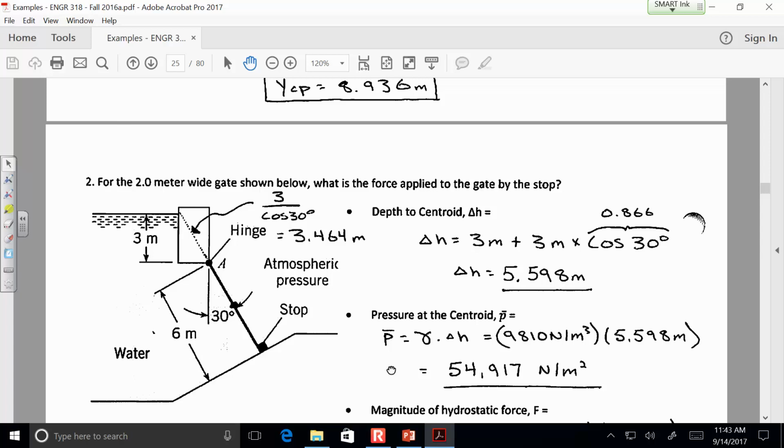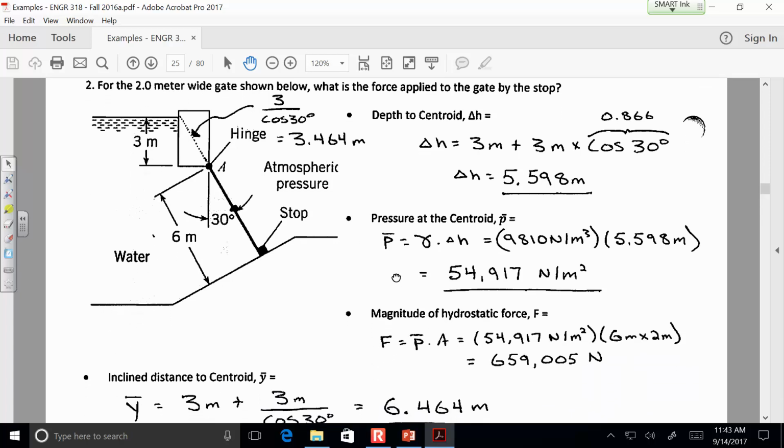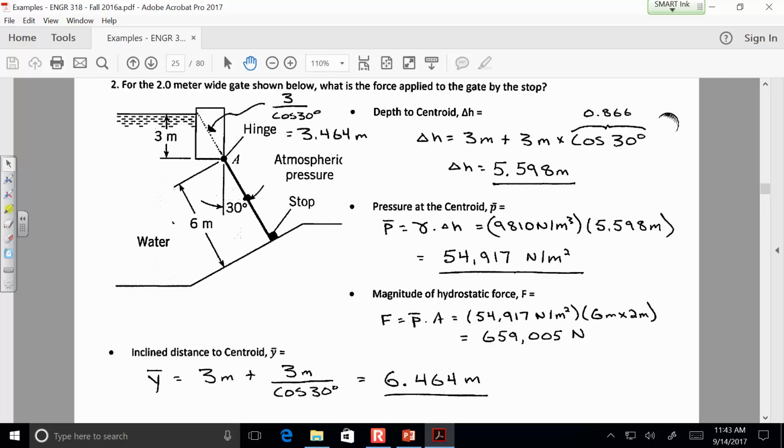And then the magnitude of the force. Any questions so far for what's on the screen? Magnitude of the force, the inclined distance to the centroid.